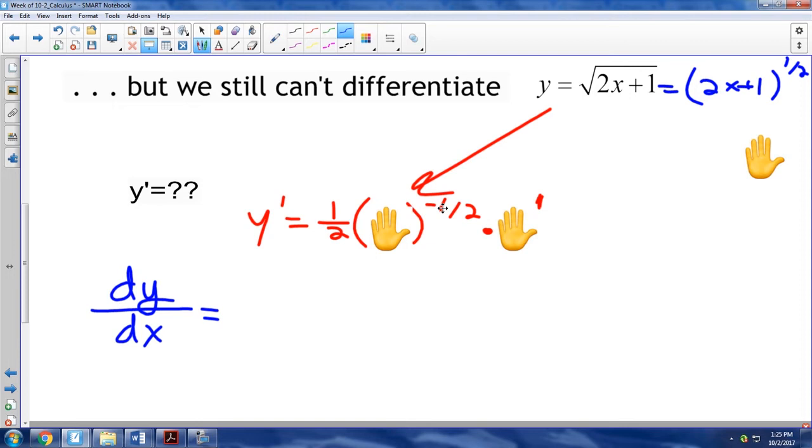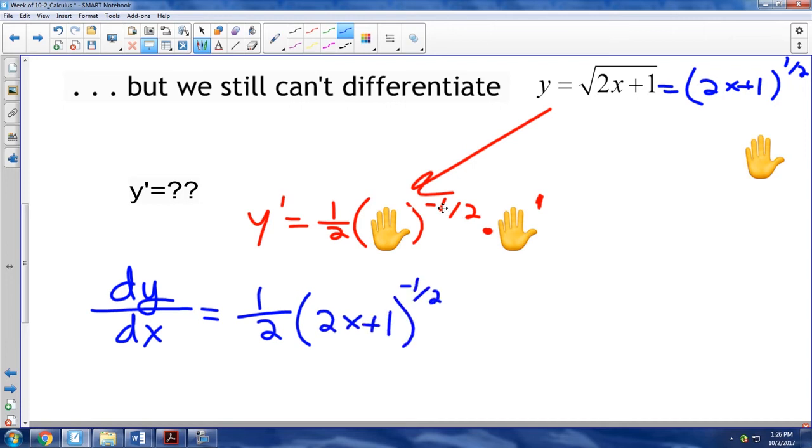1/2 times 2x plus 1 all over. Yep, you don't have to simplify yet. It's okay. It's the negative 1/2. Okay, that's fine. No problem with that. So we're going to start with 1/2 times 2x plus 1 to the negative 1/2, okay?